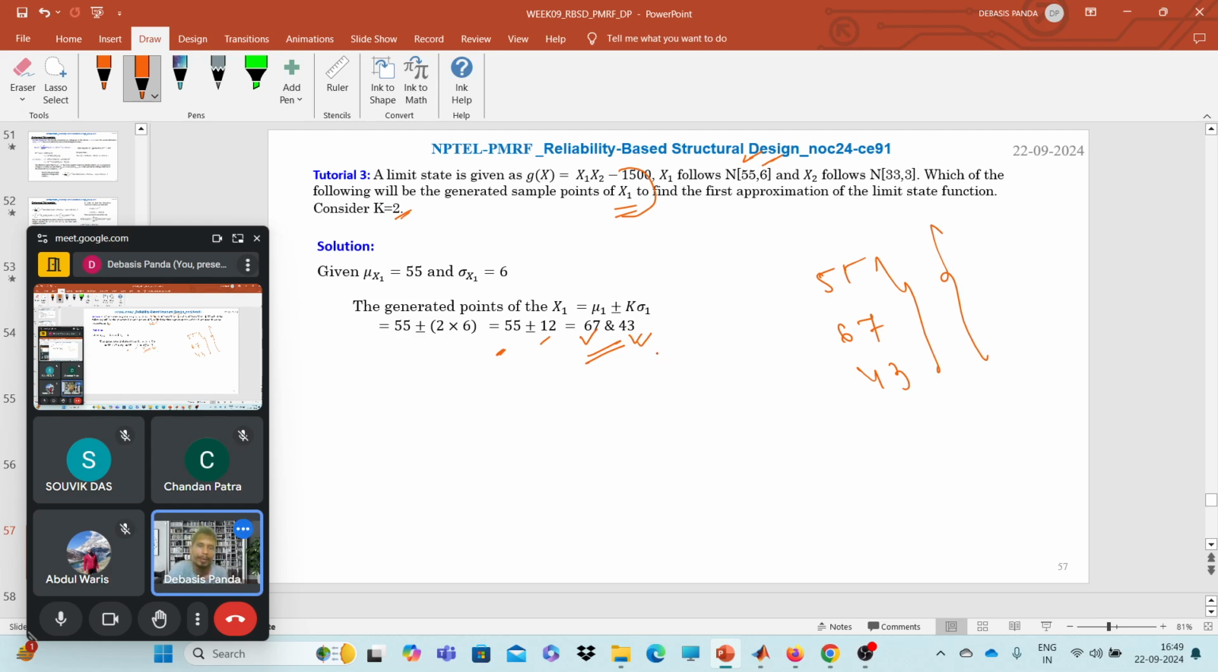Okay, clear? If they said the complete set of support points, what will be the complete set of support points? The first support point will be 55, 33. The second support point, if I consider this mu, will be mu plus 2 sigma. And this will be mu plus 2 sigma. This is mu. And mu minus 2 sigma. This is mu minus 2 sigma. Just mu 1, mu 2, sigma 1, sigma 2, and all these things. So that will be your support points, 5 support points. 1, 2, 3, 4, 5. Clear?